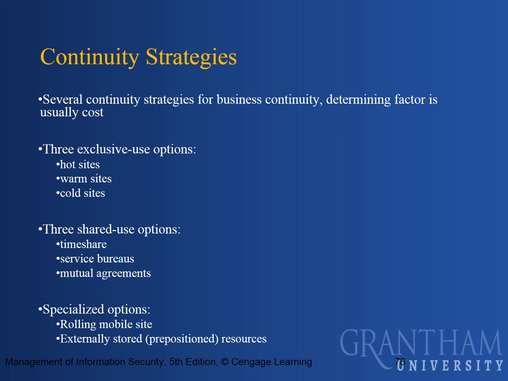Continuity strategies. Several strategies for business continuity are available. The three exclusive use options are always hot sites, warm sites, and cold sites. Shared use is timeshare, service bureaus, and mutual agreements, where specialized options include a rolling mobile site or externally stored resources.